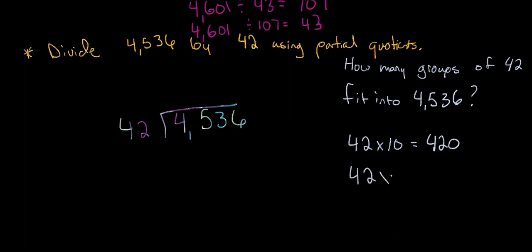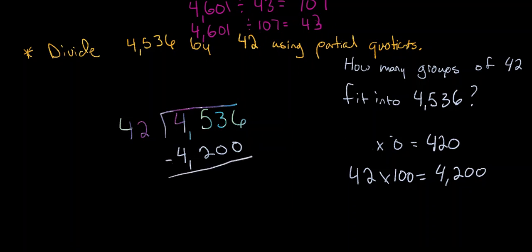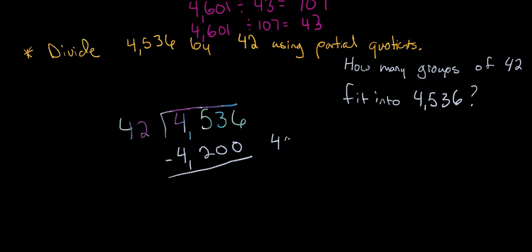Let's try 42 times 100. Well, 42 times 100 is 4,200. Well, that's really close to 4,536. So I'm going to write 4,200, and that's what I'm going to subtract. Okay? And now I want to see how I got there. Let me erase this so we're not confusing anything. And I'm going to write this right back over here. And I know I got there by doing 42 times 100.